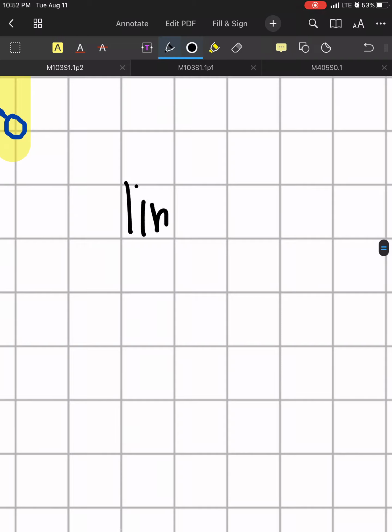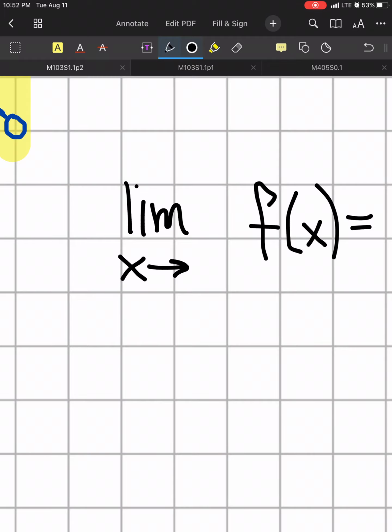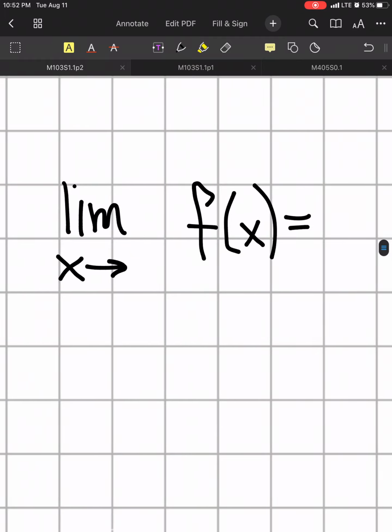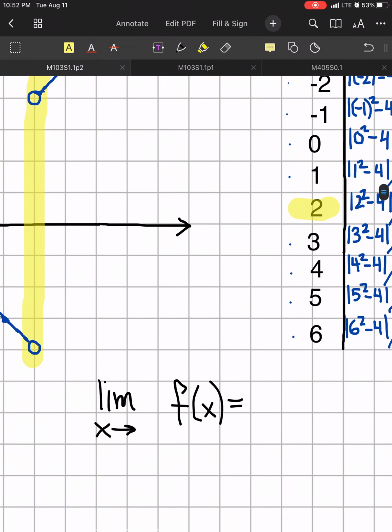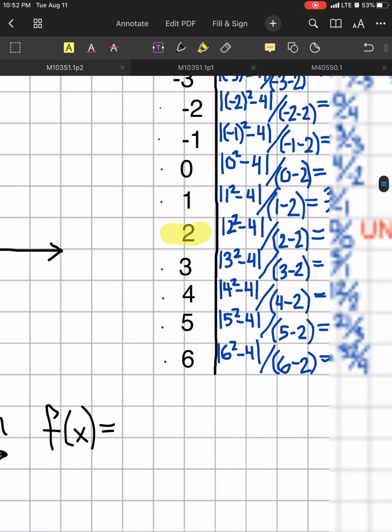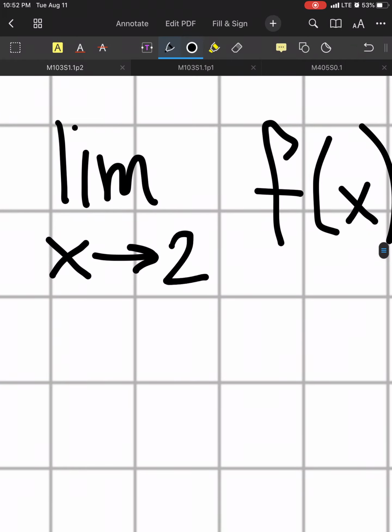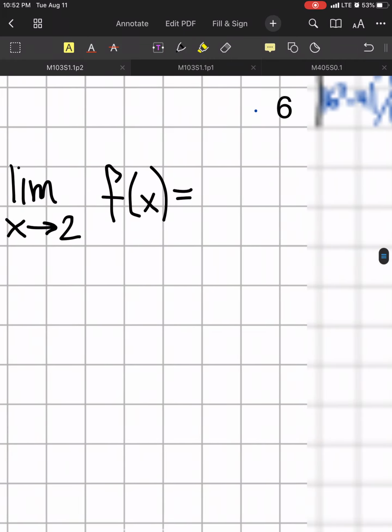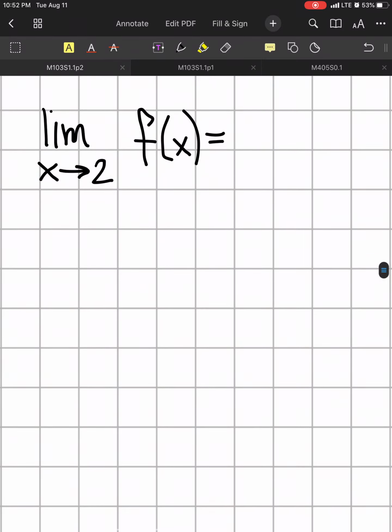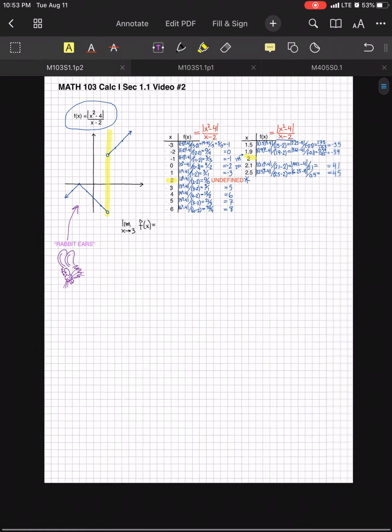I had the limit as x approached some value of f of x, and I wanted to be able to say what number that was. Here, the number I want to approach, obviously, is 2. If I were approaching any of these other values, there wouldn't really be any question of what's happening, right? So, for instance, if I approached 3 instead of 2, well, there's not really any question.